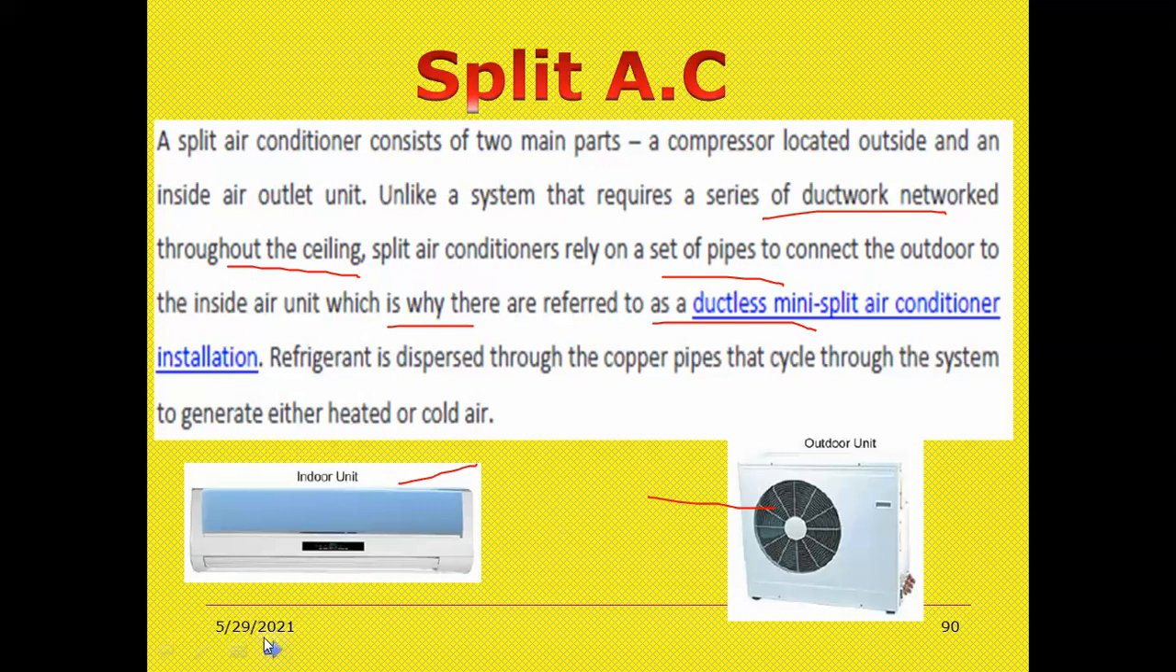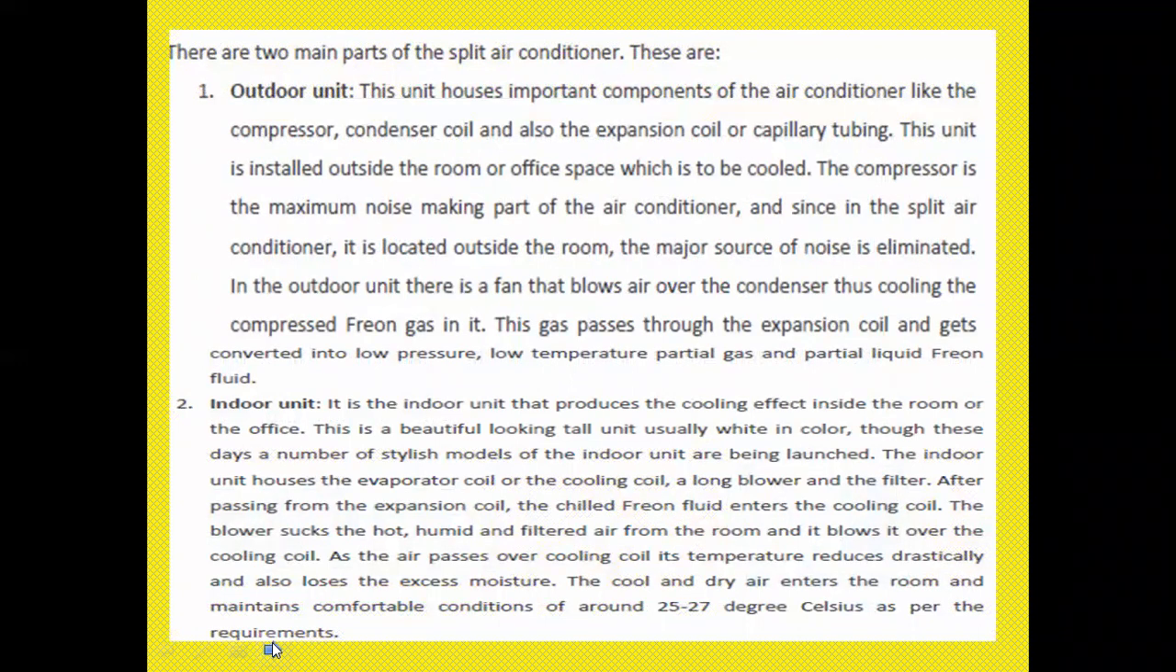Next, the main parts. We have two main parts of the split air conditioner: the indoor unit and the outdoor unit. The indoor unit has a number of compartments and components, and the outdoor unit has the other set of things, right? So the main parts of this split AC are the outdoor unit and indoor unit. We'll see this in detail. So what is the meaning of outdoor unit? This is an outdoor unit.